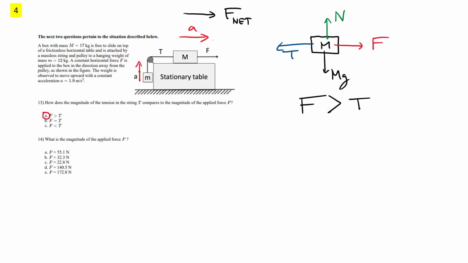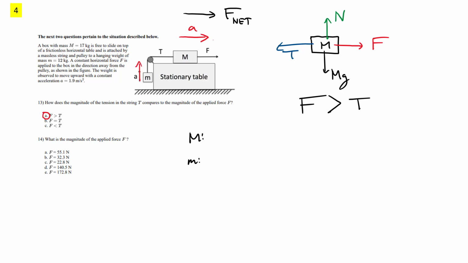Question 14, they say, well, what is the magnitude of that force? Well, in order to find the magnitude of F, we simply have to apply Newton's second law to this system. So this is what we're going to do right here: I'm going to write Newton's second law. So I'm going to add all the forces, and those have to be equal to ma, and I'm going to have to do it for both blocks because I don't know the tension right now. So let's start first with the big block M, and let's write down Newton's second law and then do it for the little block m.